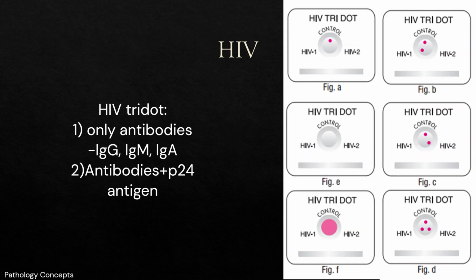HIV. There are two types of rapid HIV tests available. One detects only antibodies and second detects antibody with P24 antigen, which is called the fourth generation rapid card test. It is a simple and quick method. This tri-dot test detects HIV 1 and 2 antibodies IgM, IgG and IgA in human serum and plasma.